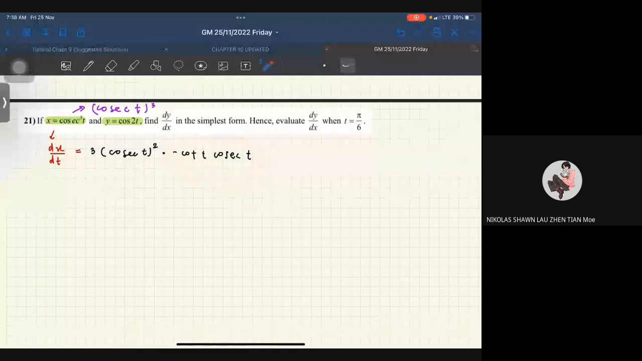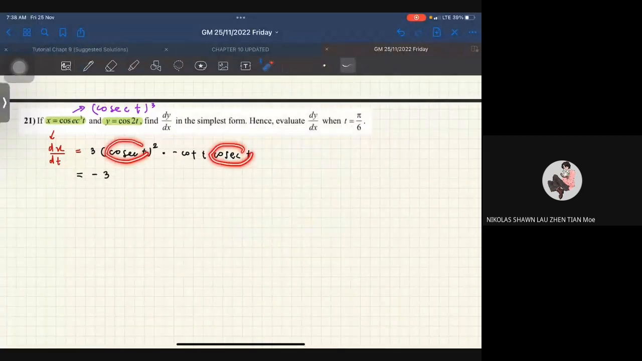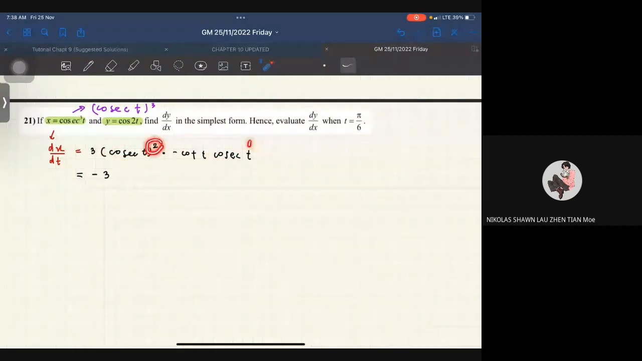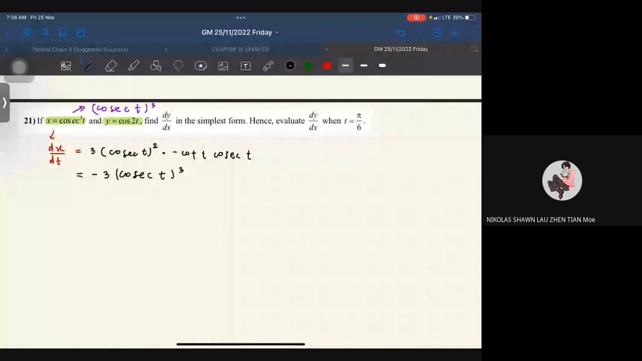Okay, so let's rearrange this one. Kita susun. So apa yang saya akan dapat is saya letak negatif ke depan. So I have negative 3. Okay, and then I have cosecant t dengan cosecant t. So saya ada square, this one ada kuasa 1. So sekarang dia jadi kuasa 3. So I have cosecant t cube. Okay, and then I have cotangent.